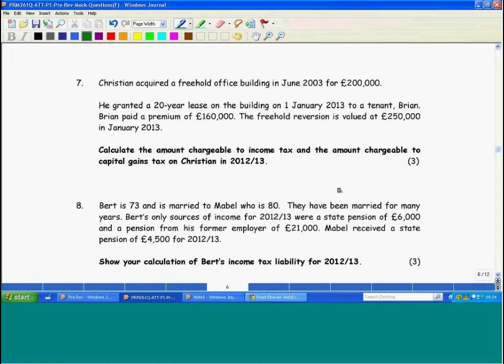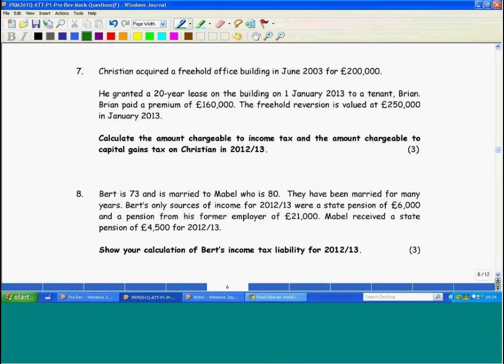So we've got Christian acquires a freehold office building for £200,000. He grants a 20-year lease on the building on the 1st of January 13. And Brian, the tenant, pays a premium of £160,000. The reversion is valued at £250,000 in January 13, and we are asked to calculate the chargeable amount to income tax and also the amount chargeable to capital gains tax.